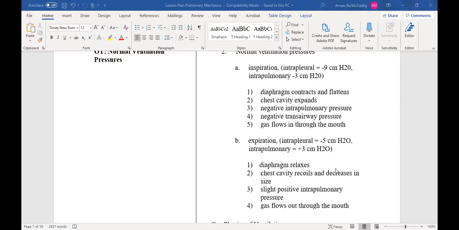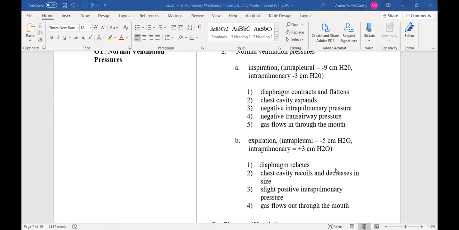That is what's happening for your ventilation. It's all about a change in pressure. Write that down. Ventilation is all about a change in pressure. If you don't have a change in pressure, you don't have ventilation.